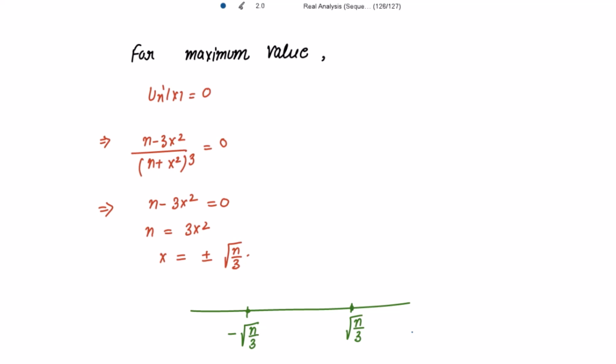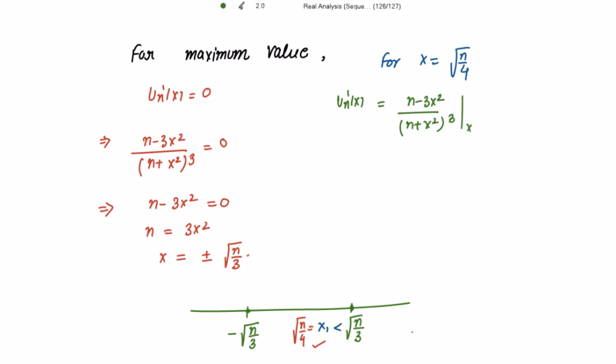Let's check about the signs, how u_n dash x changes sign at what point, right? So for that, let me take values of x less than square root of n by 3. Take x1 to be equal to square root of n divided by 4, which is less than square root of n by 3. Let's check the value of u_n dash x at this point. So for x equal to square root of n divided by 4, what is u_n dash x? It is (n minus 3x squared) divided by (n plus x squared) to the power 3.